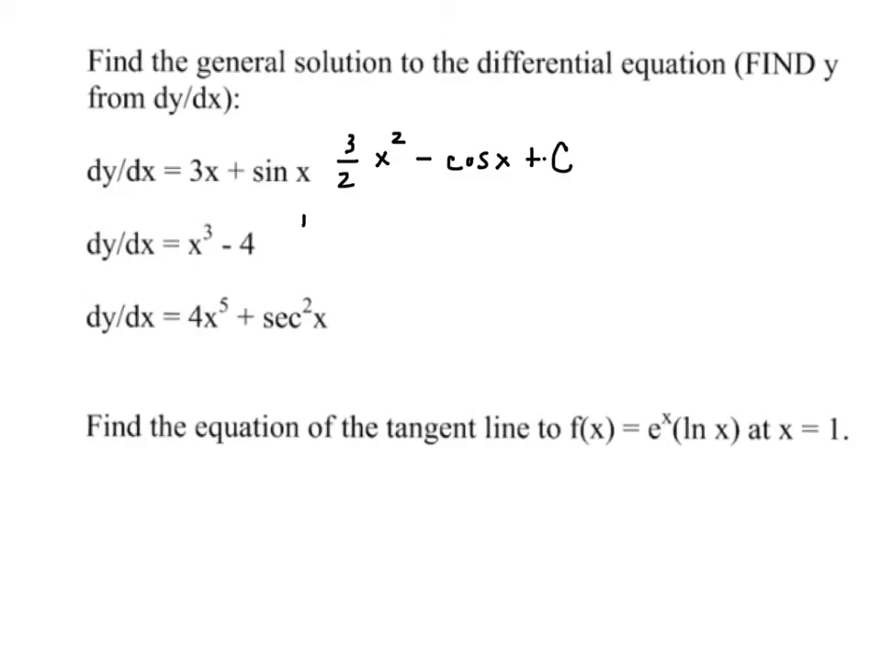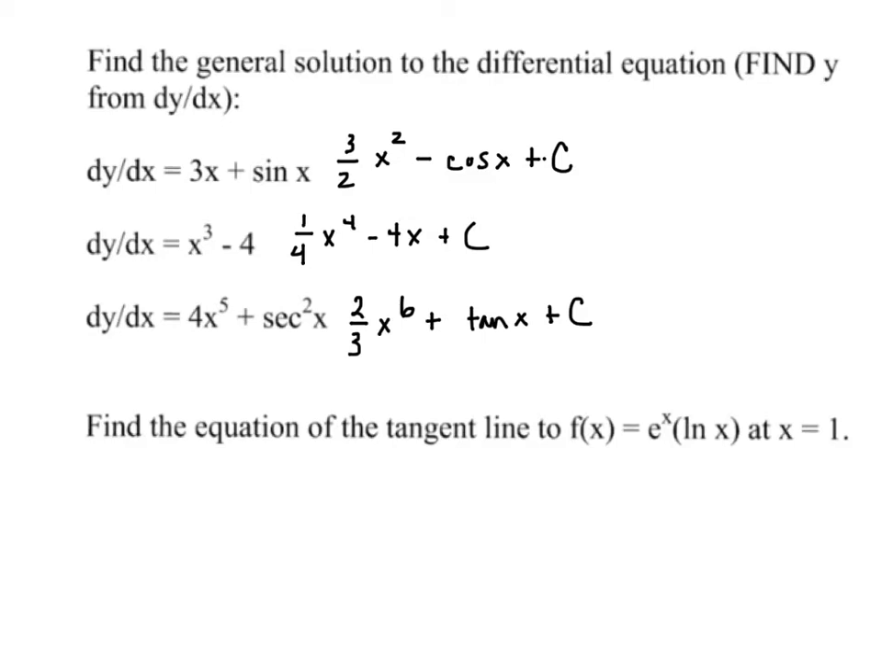The next one would be 1/4 x to the fourth minus 4x plus c. This is review, hopefully, so I'm just kind of whipping through this so we can get to slope fields. 2/3 x to the sixth plus the tangent of x plus a constant.